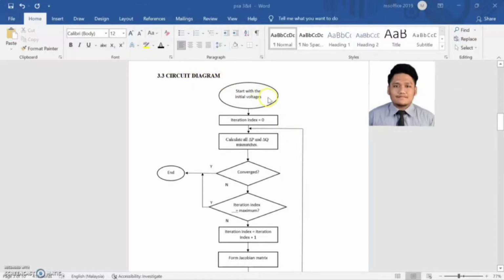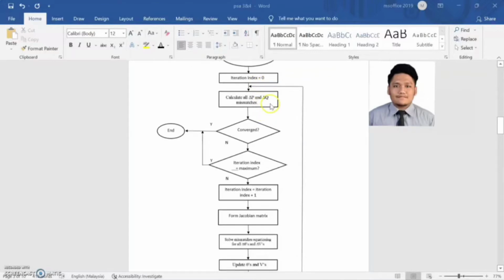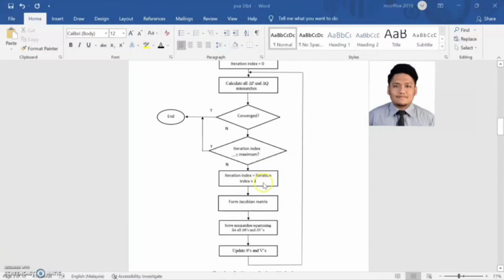It will start with the initial voltage. After that, the iteration index is equal to 0. After that, it will calculate all P and Q mismatches. After that, it will check convergence. If yes, the simulation will end. If no, it checks whether the iteration index equals the maximum. If yes, it will end. If no, the iteration index equals iteration index plus 1.